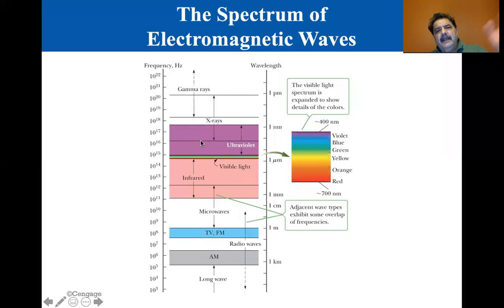Okay, we are at 2112, the spectrum of electromagnetic waves. Let's bring up the PowerPoint. Now you can see that the frequencies start here at 10 to the 3 and go up to 10 to the 22, with a little tiny color band right in the middle.